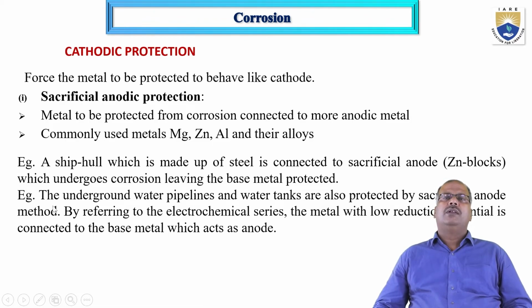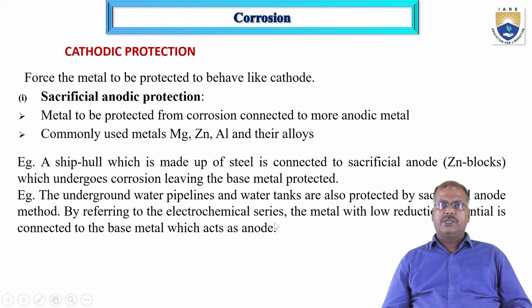Here also, by connecting the auxiliary anode, which is more active, more anodic than the base metal which has to be protected, we can avoid the corrosion in the main area of interest, and the auxiliary anode which you connected to the metal will undergo corrosion instead. That's why it is called sacrificial anodic protection.